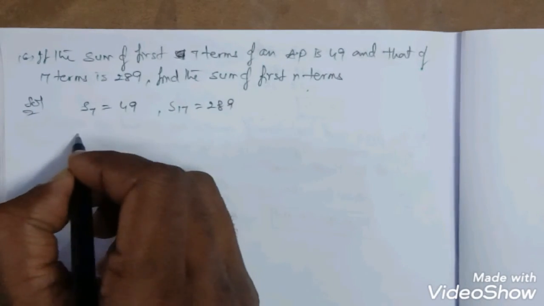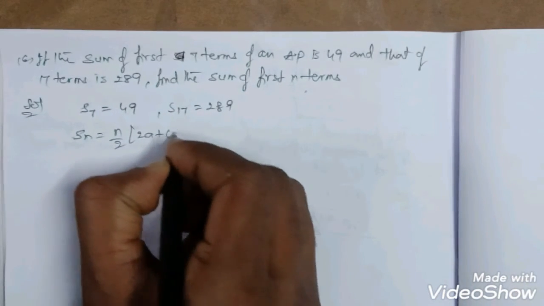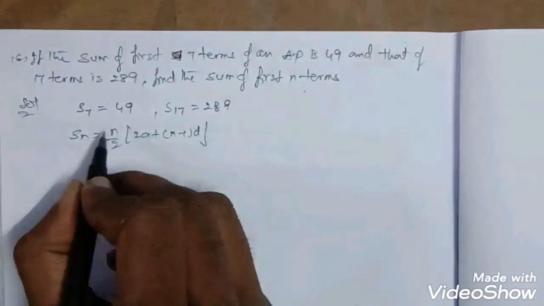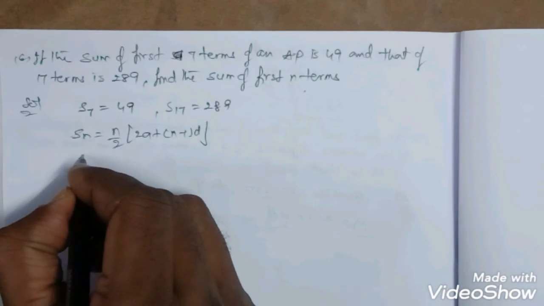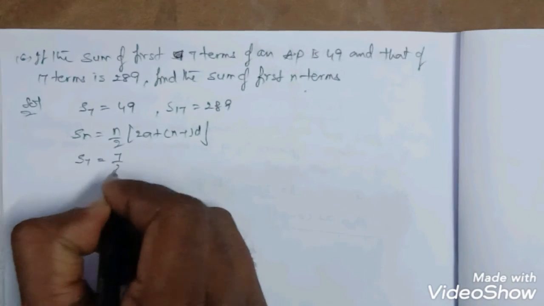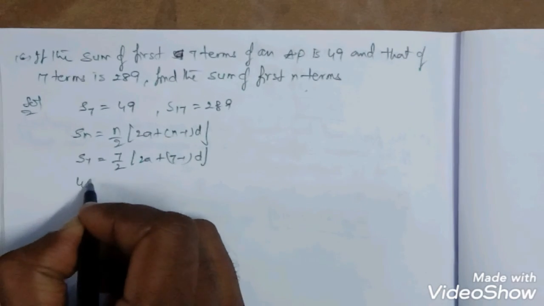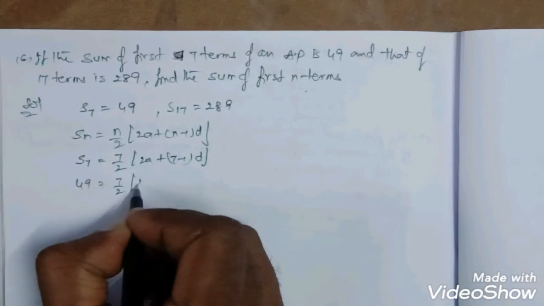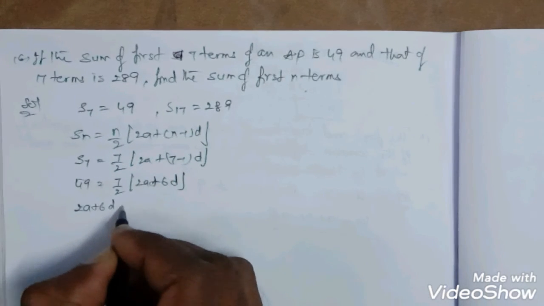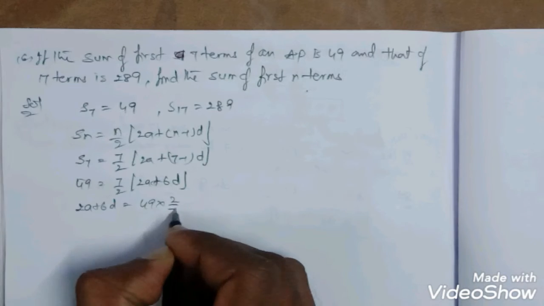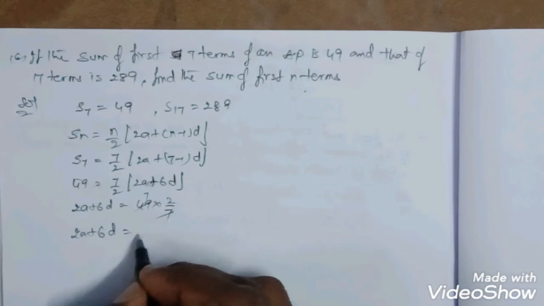7 terms, how can you write here? Sn is equal to, using this formula, that is n by 2 into 2a plus n minus 1 into d. So in the place of n I am writing 7, and here the total sum value is 49. So here S7 is equal to 7 by 2 into 2a plus 7 minus 1 into d, where S7 is nothing but 49, is equal to 7 by 2 into 2a plus 6d. Cross multiply, you will get 2a plus 6d is equal to 49 into 2 by 7. Now cancel this with 7. You will get 2a plus 6d is equal to 7 twos are 14.